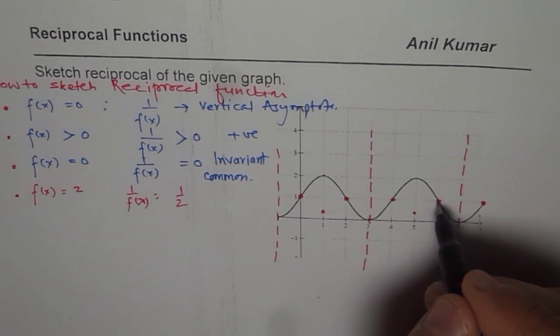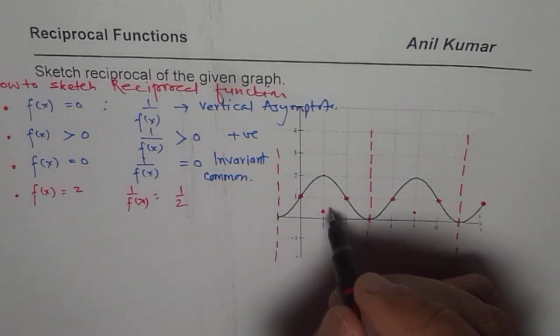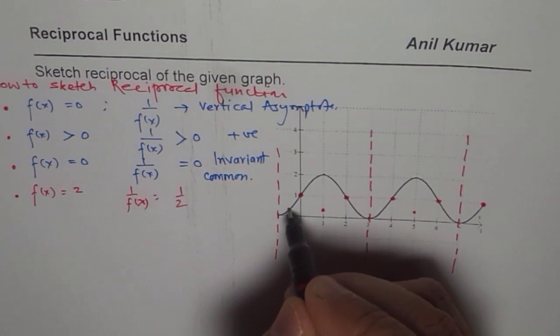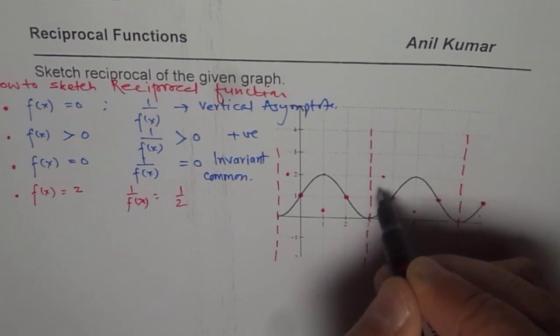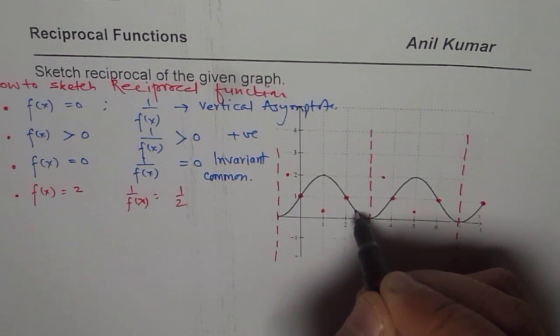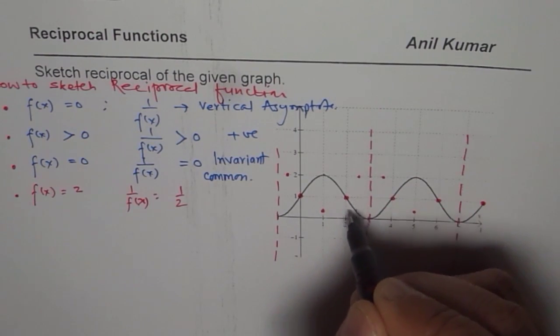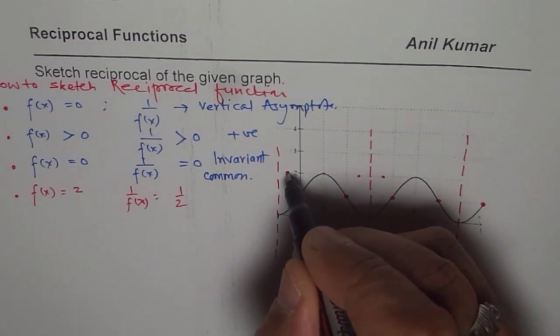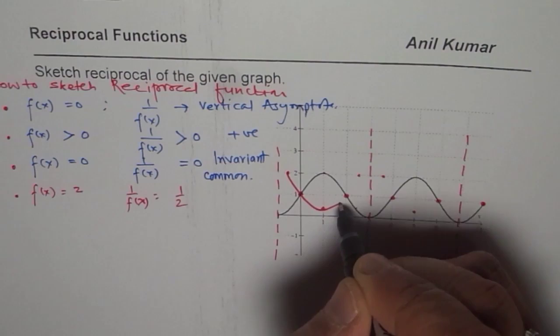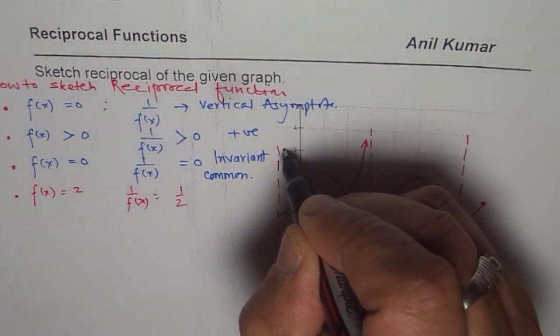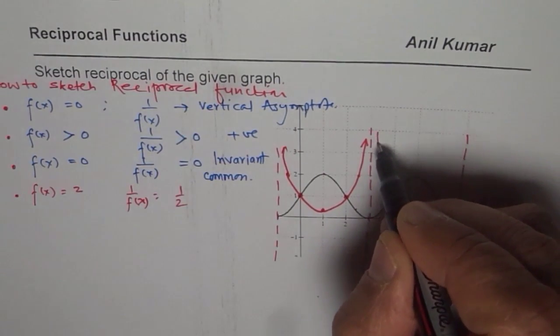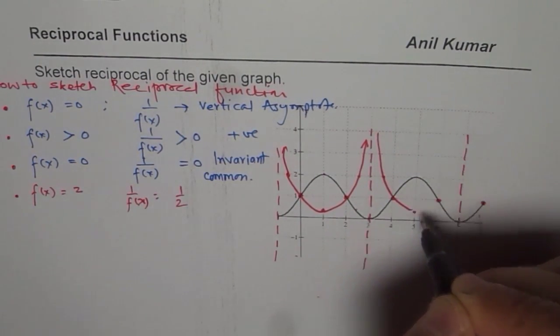Now looking into these points, we can draw the reciprocal. If it is half here, it will go to 2, right? So half becomes 2 and 2 becomes half. Do you see that? So that is how it is. Joining these points, we can get our function. These are the asymptotes, correct? So we get our function, which is kind of like this.